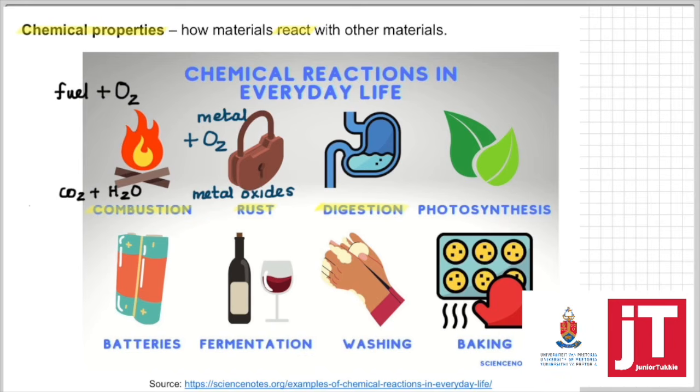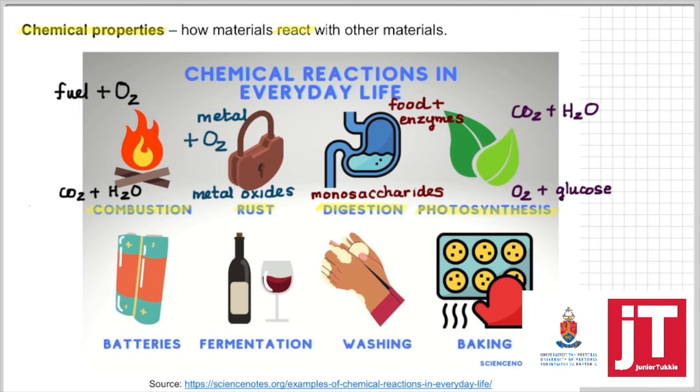Digestion is very important to us as human beings and takes place when the food we consume reacts with the enzymes in our bodies. The enzymes break the food apart into smaller, more useful substances called monosaccharides, which can be absorbed into our bloodstreams. Lastly, I'd like to bring your attention to photosynthesis, which is very important and is exactly what plants do when they're exposed to light. Photosynthesis takes place when carbon dioxide and water react to form oxygen and glucose, a type of sugar.